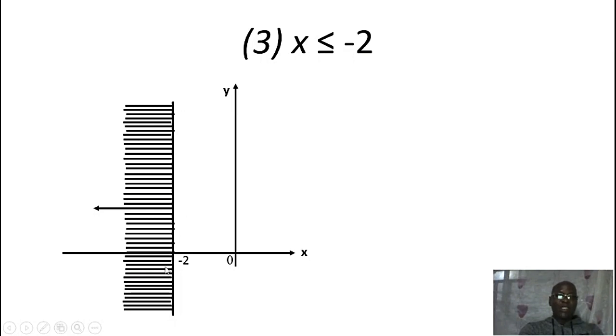The shading should go towards the left side of minus 2 because the numbers that are less than minus 2 are on the left side of minus 2. So we shade towards that particular direction.